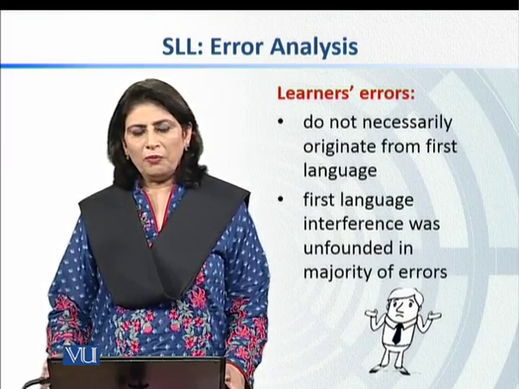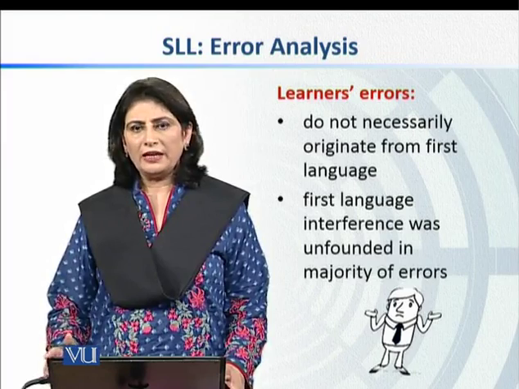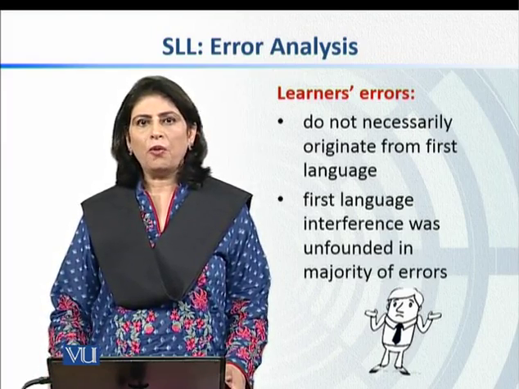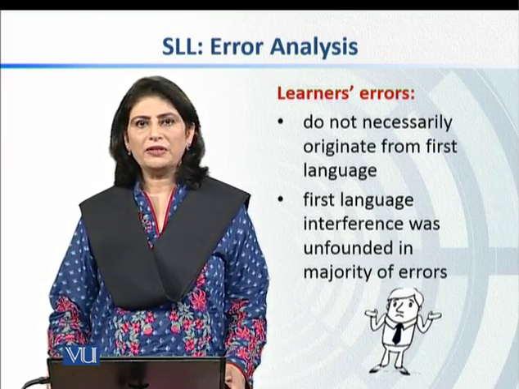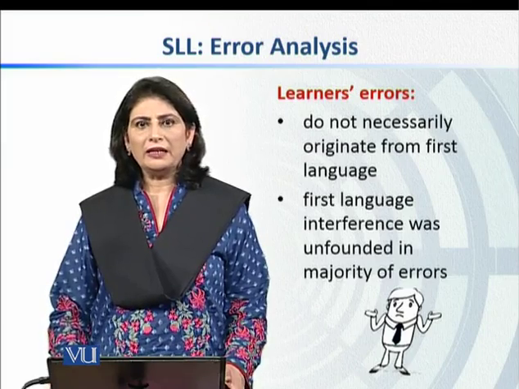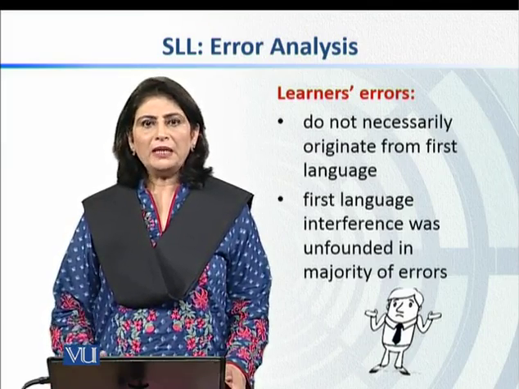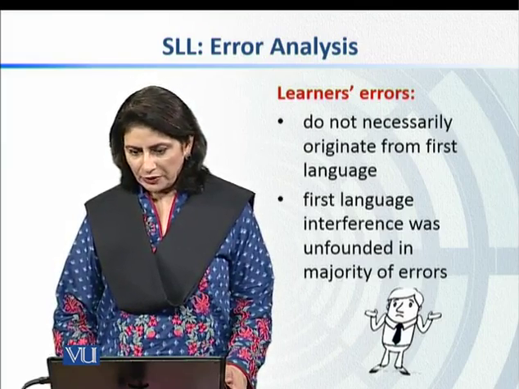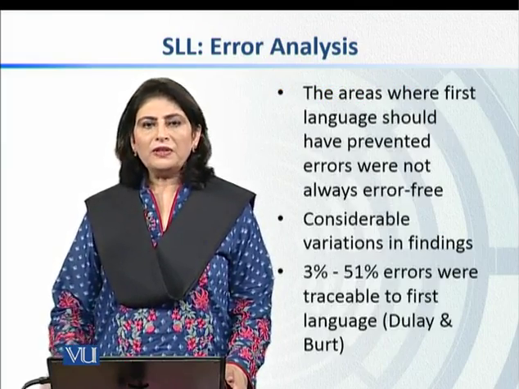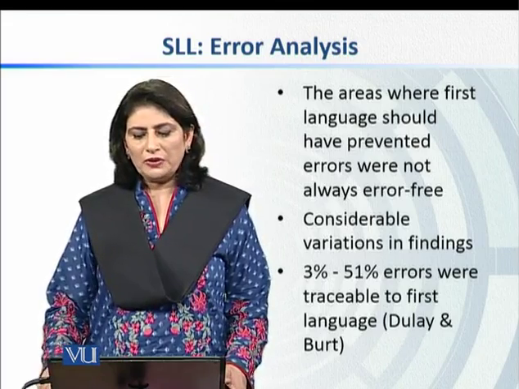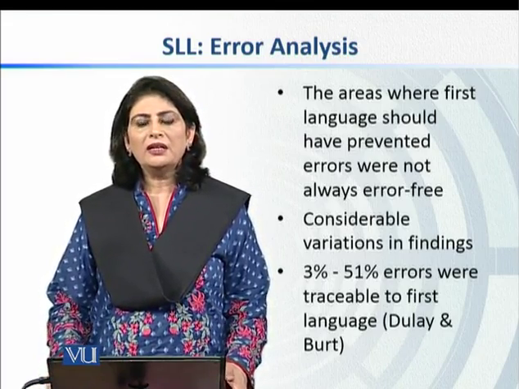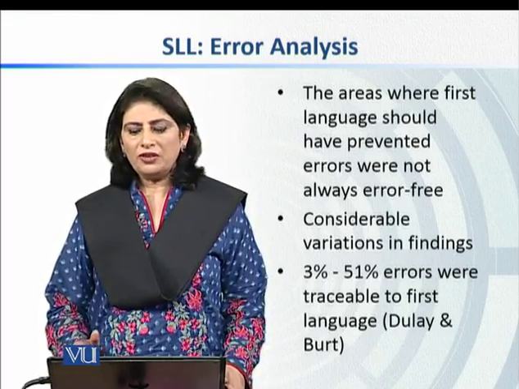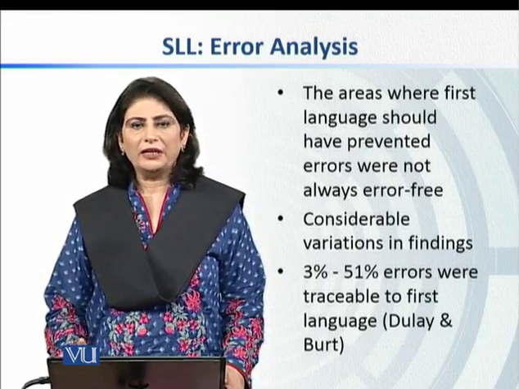So what was it saying then? It said, yes, there was interference of the first language as the second language was learned, but this was not the cause of a majority of the errors. Another interesting thing that emerged was that there was a considerable variation in the findings.